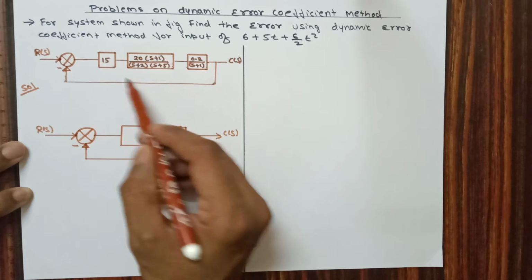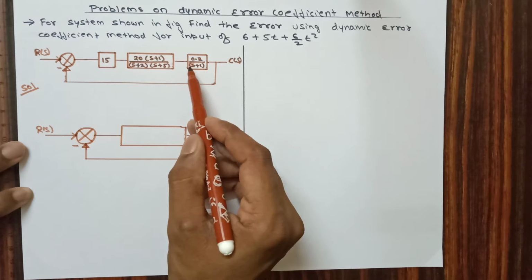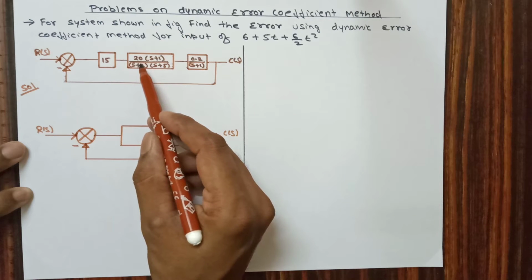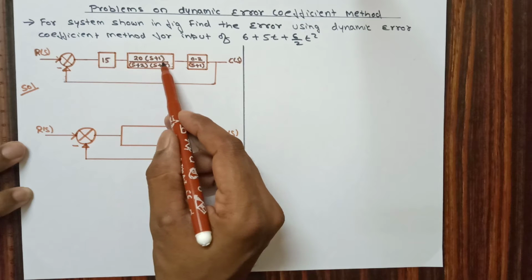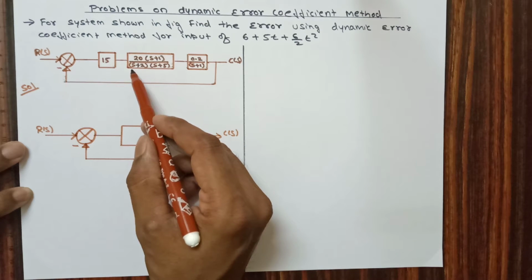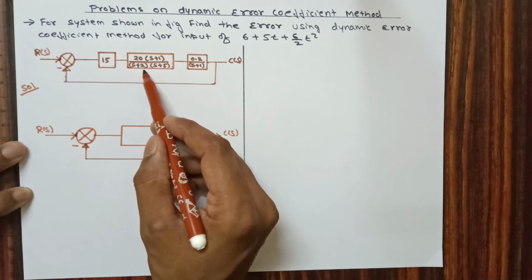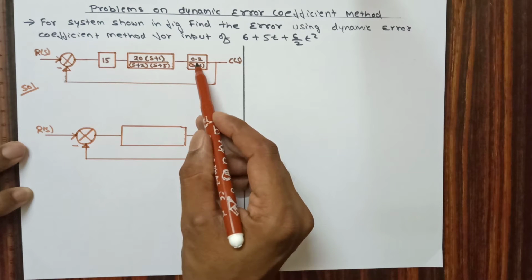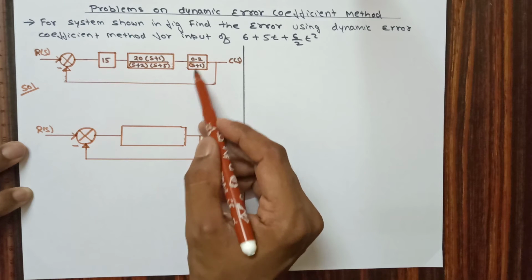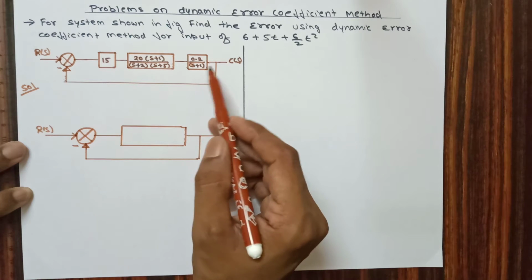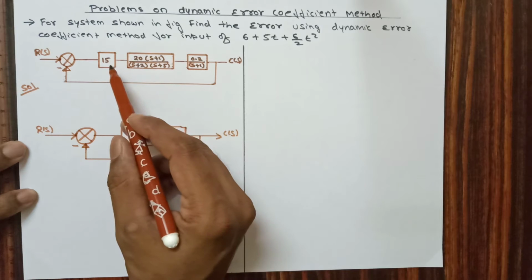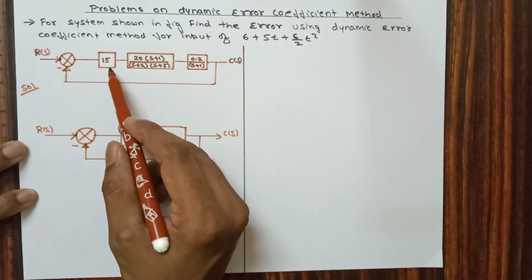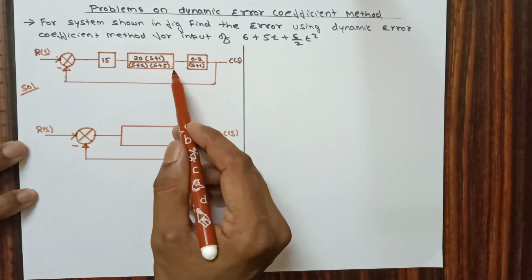In this closed loop system, he has given 3 blocks. You can see in the first block a value 15, in the second block 20 into s plus 1 divided by s plus 2 into s plus 5, and in the third block he has given 0.2 divided by s plus 1. Now to get G of s, we need to combine all these 3 blocks.